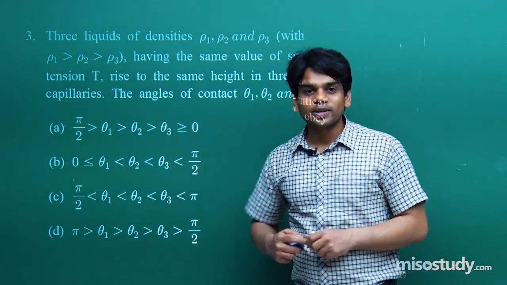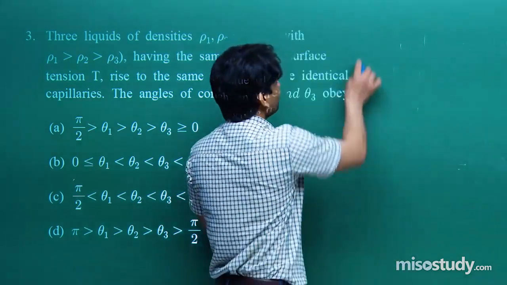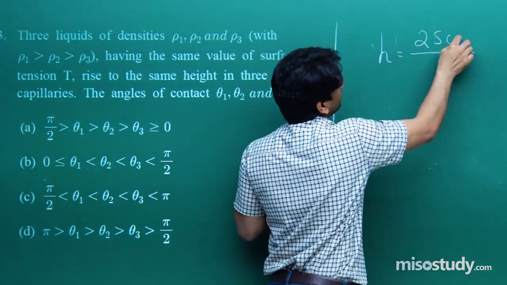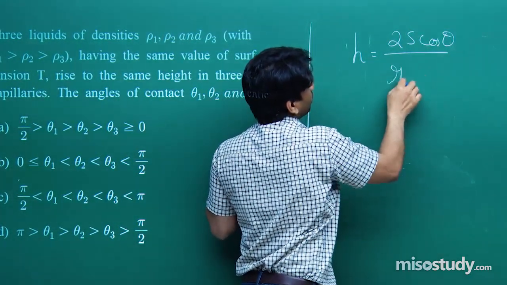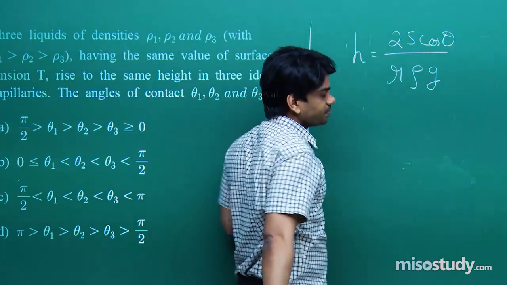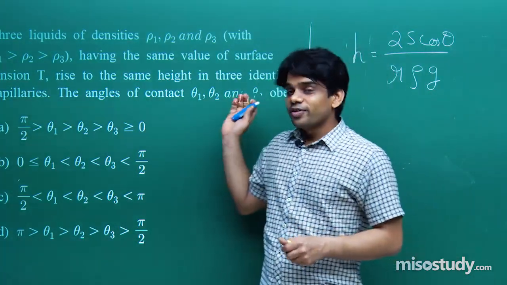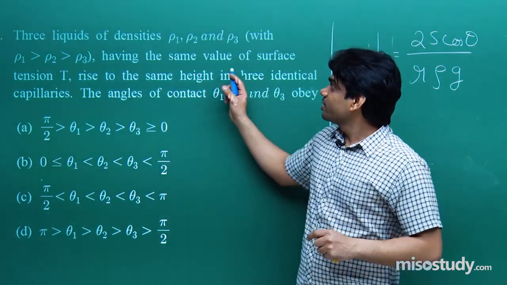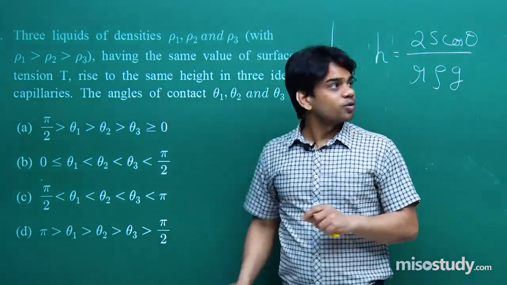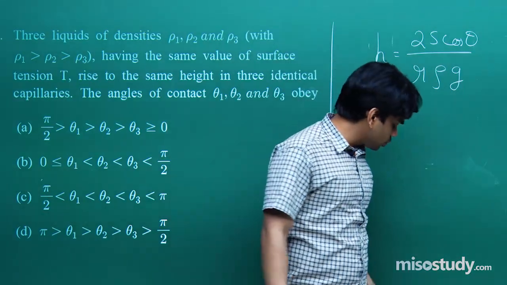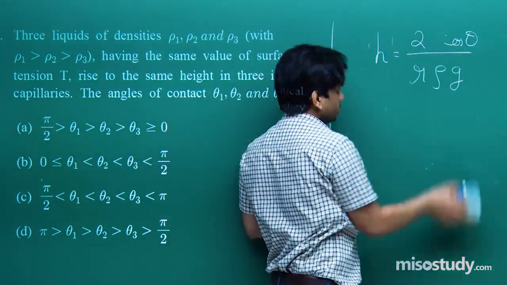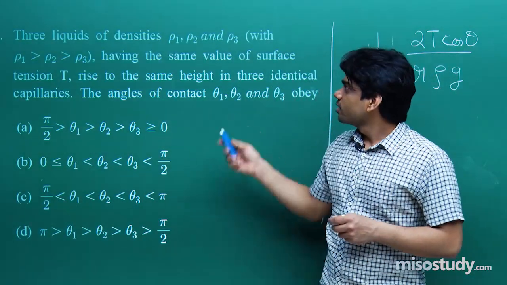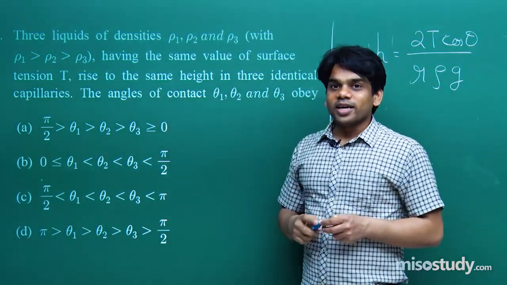For this question, let me talk about how the height is related to the angle of contact. It's 2S cos theta upon r rho g. Different densities, so densities will be variable for each. Having the same value of surface tension T, so I have used S here, but let's use T, that will be better as per the given question. 2T cos theta upon r rho g. They rise to the same height, so h is also the same.